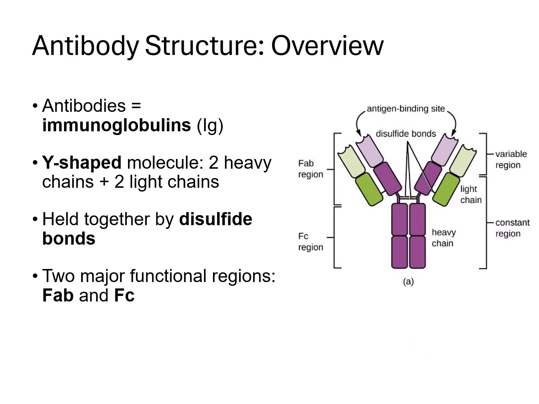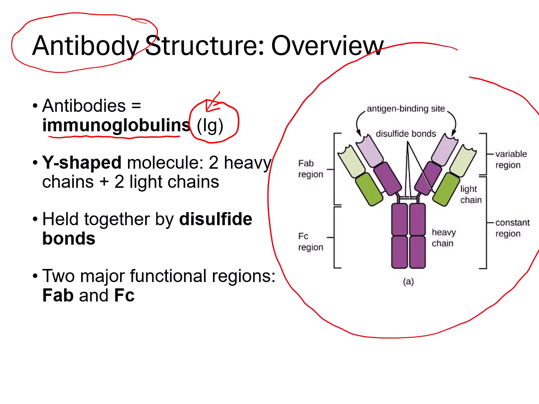We've seen antigens so far. Now let's look at the antibodies that bind to antigens. Antibodies are also called immunoglobulins, or the abbreviated version, capital I, lowercase g. They have this classical Y shape made of two identical heavy chains, here shown in purple, and two identical light chains, shown in green, which are connected by disulfide bonds.